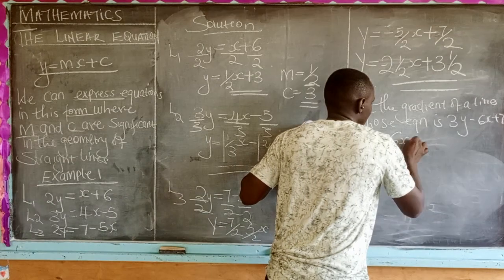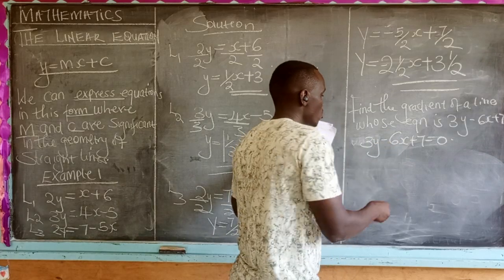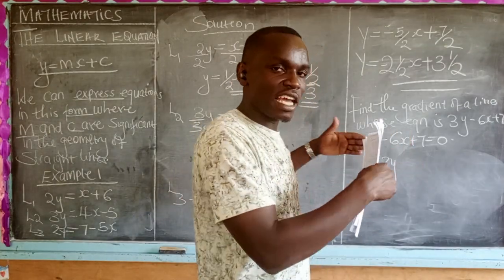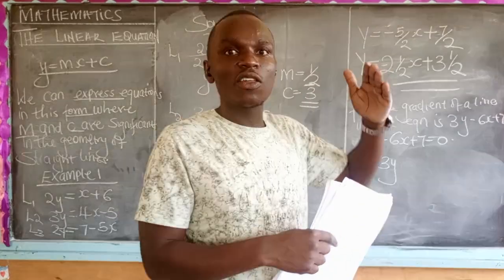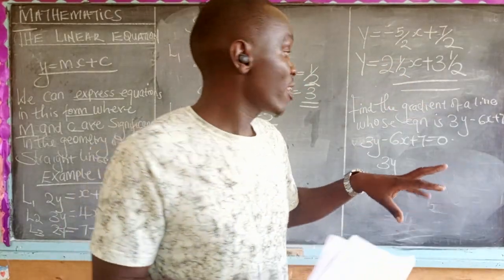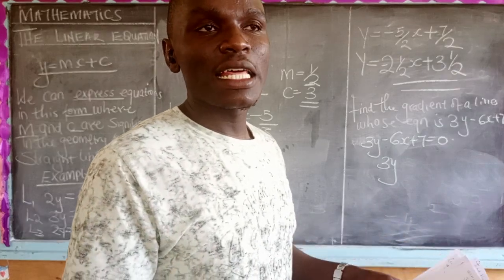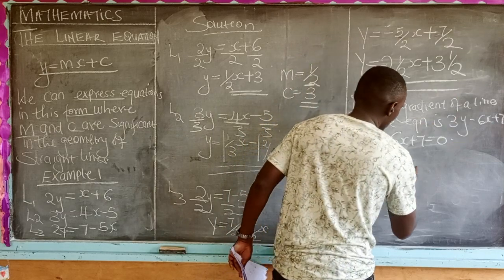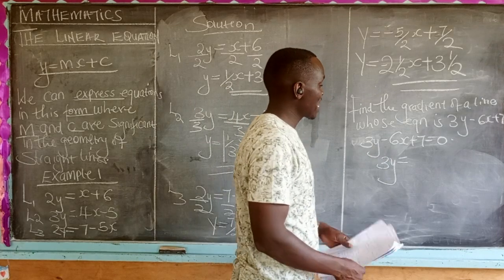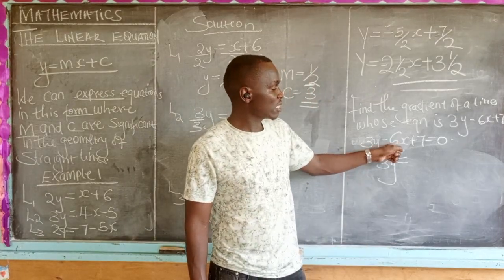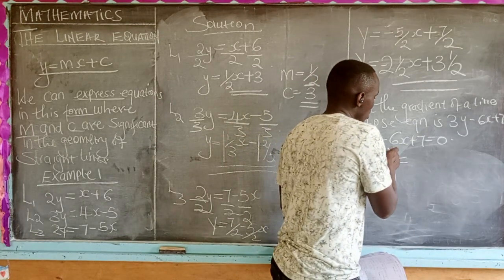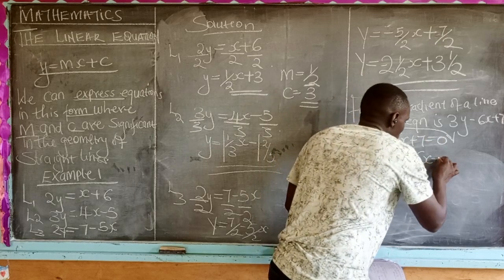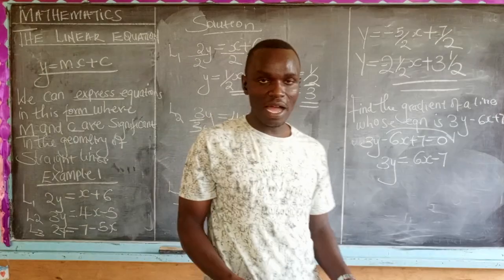Now, this one will be 3y, then y must remain on the left hand side of the equal sign. The rest goes to the other side. So in this case, we're going to have 3y. This one and this one go to the other side. When the negative crosses the equal sign, it will be positive. So we're going to have 6x. Then this one crosses and will be minus, because remember, it was positive.